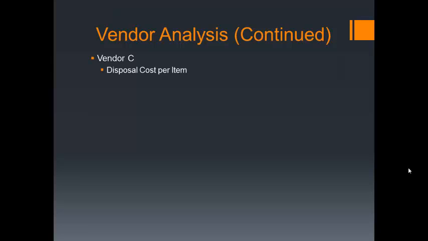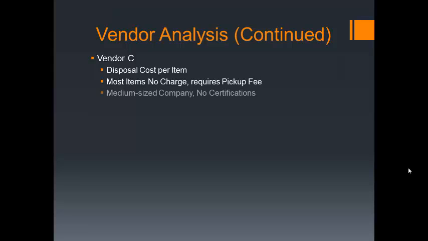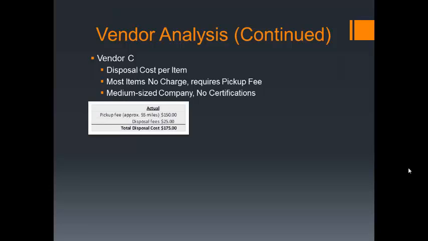Vendor C measured disposal cost per item. And with most items, there was no charge. There were a few items that did have a charge, like I mentioned before. Certain monitors have mercury or other heavy elements in them that do require a charge. And vendor C also requires a pickup fee for them to actually come and pick up the IT equipment. It is a medium-sized company, but they do not advertise that they have any environmental or other certifications. And the total disposal cost with vendor C was $175.